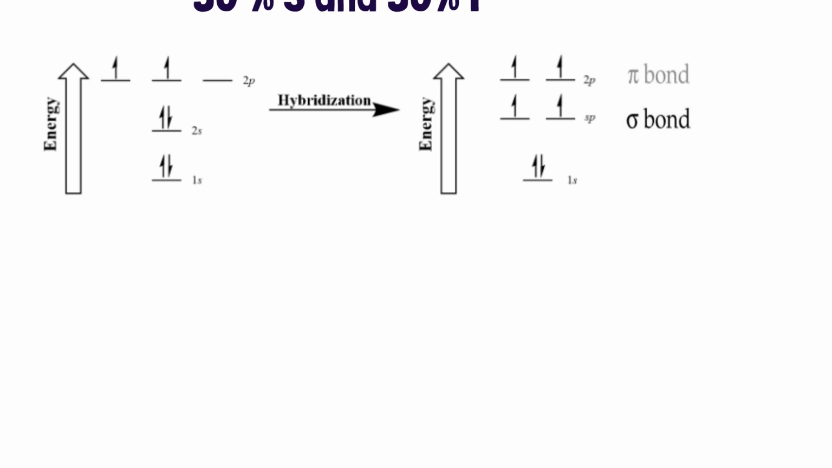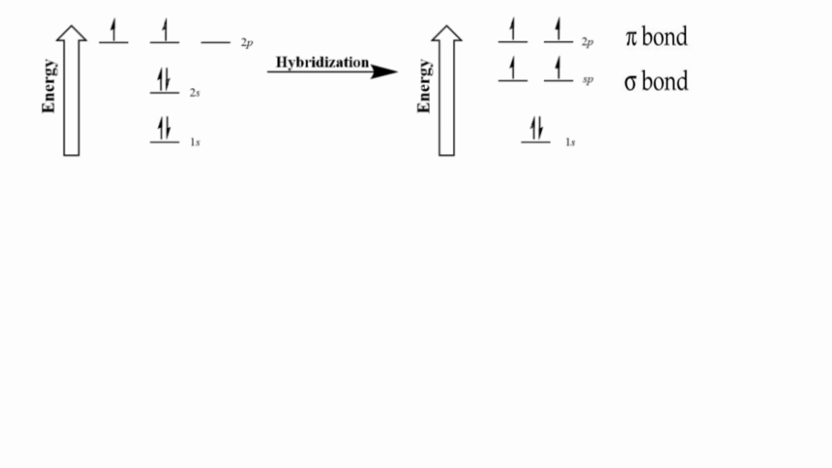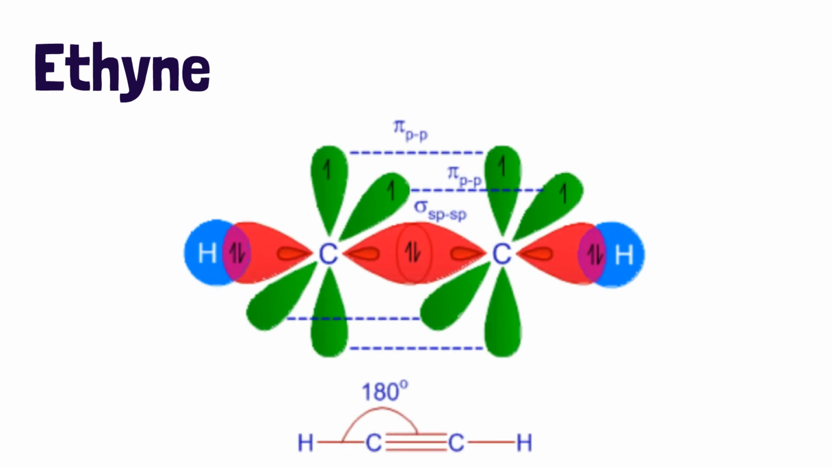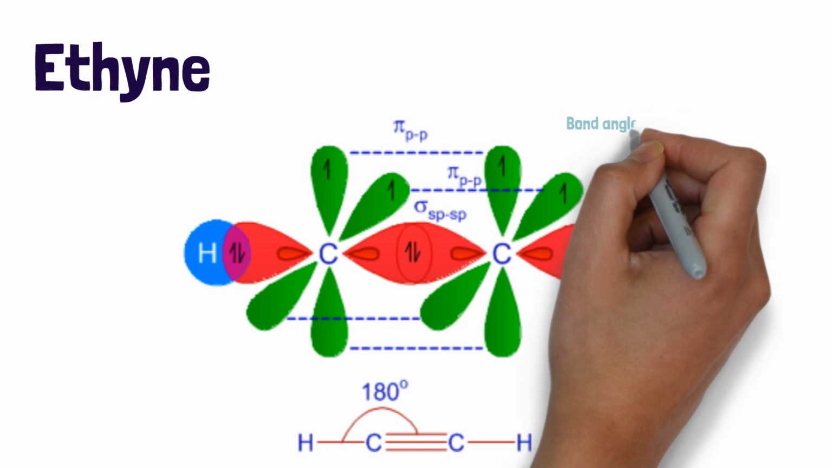Ethyne is the example of sp hybridization of carbon. The bond angle in sp hybridization is 180 degrees and the geometry is linear. Finally, you can see the summary of these three hybrid orbitals in this table.